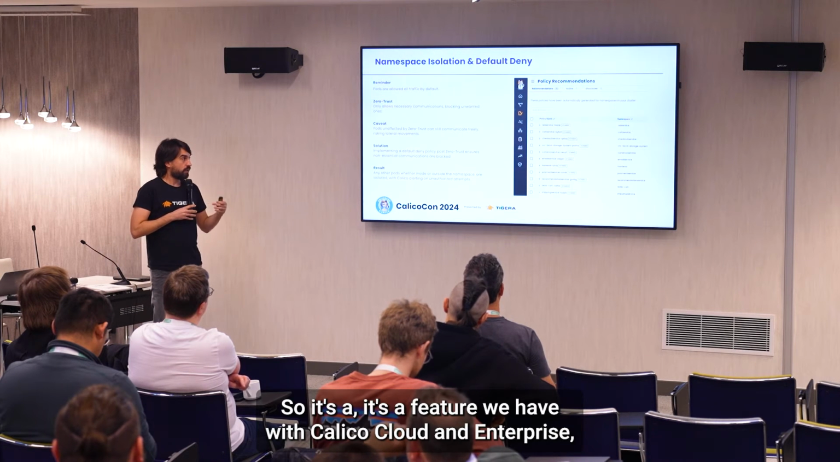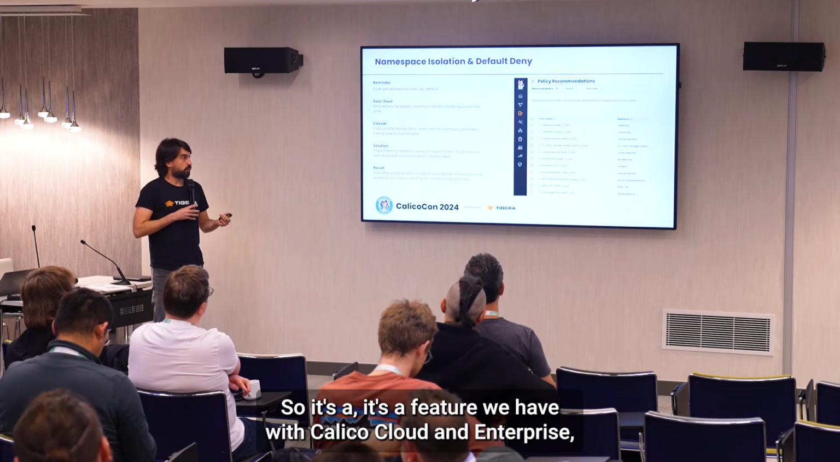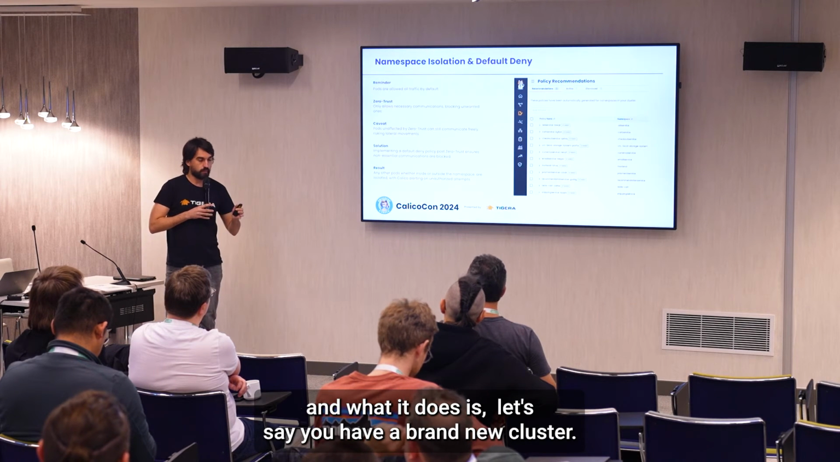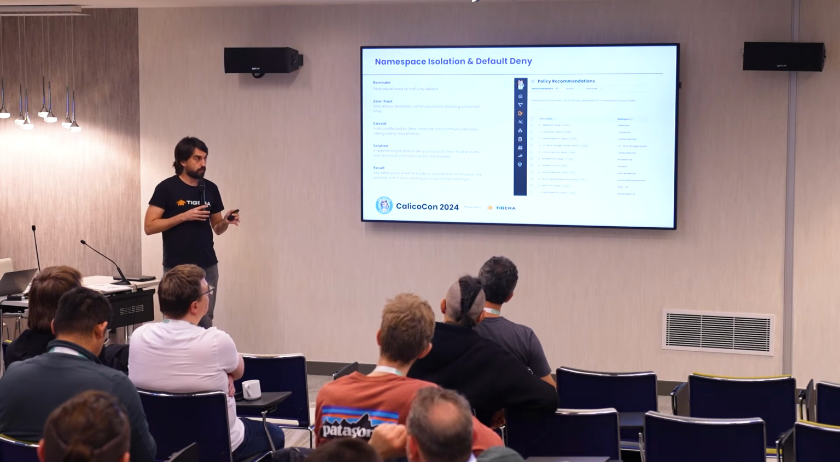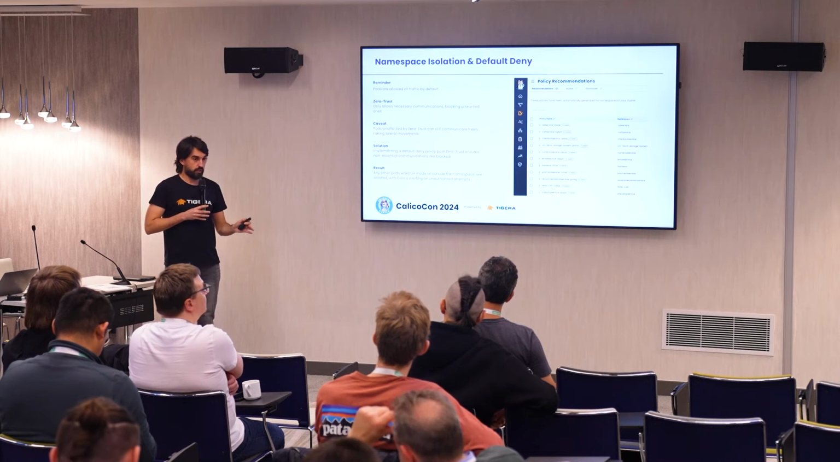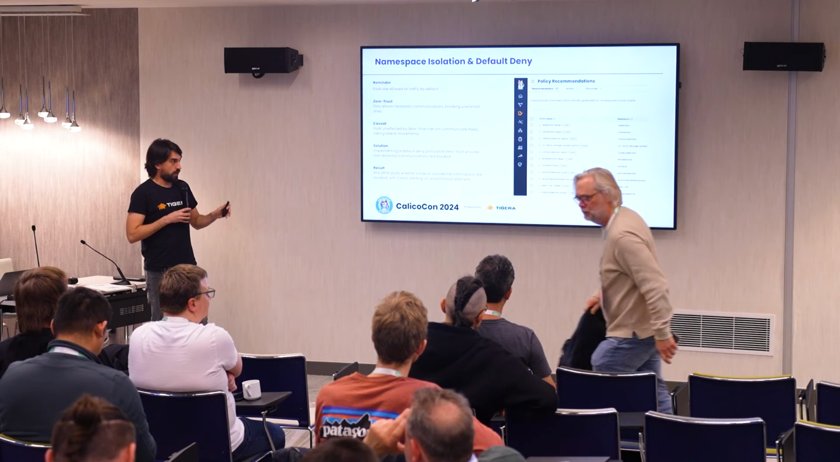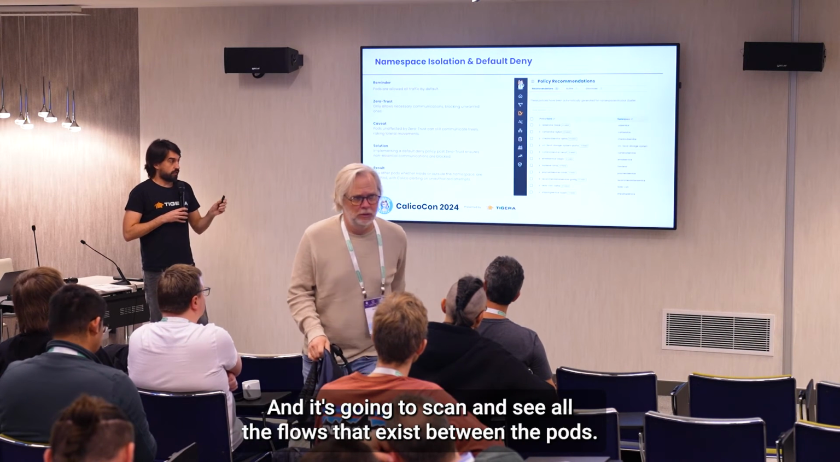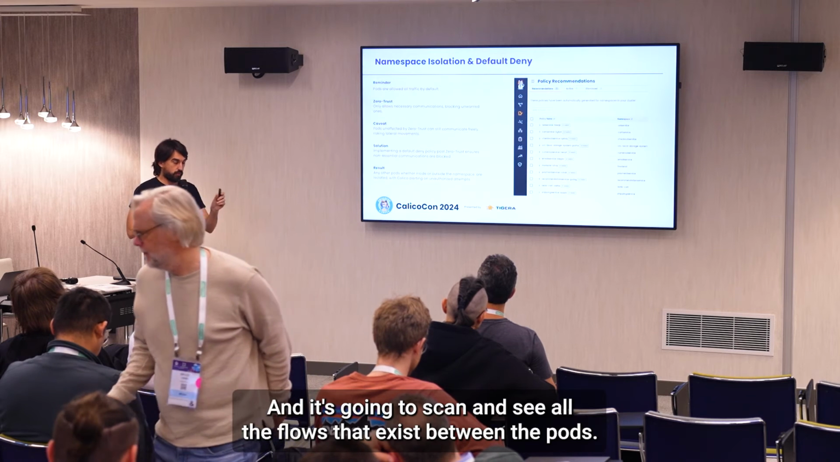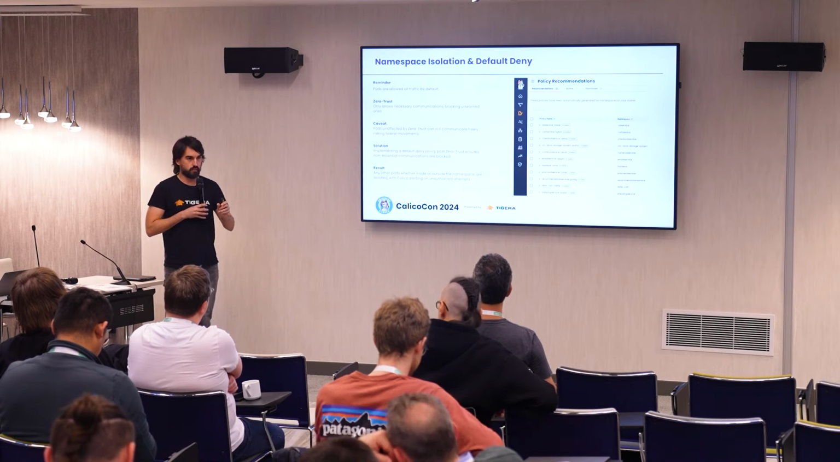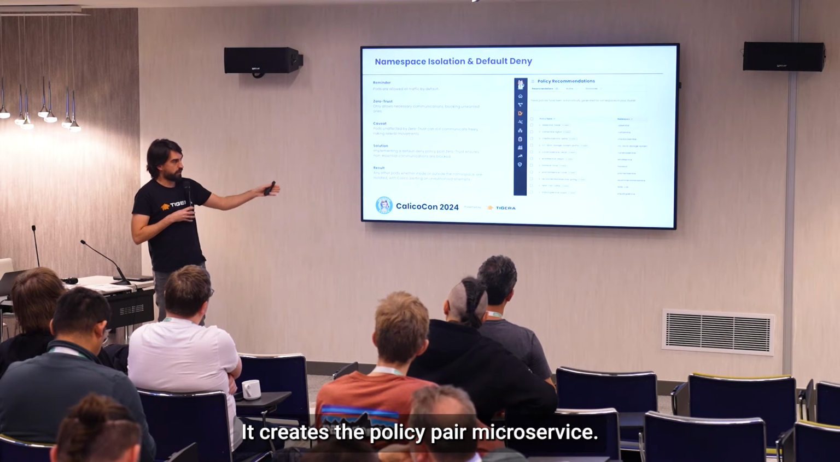It's a feature we have with Calico Cloud and Enterprise, and what it does is, let's say you have a brand new cluster. You deploy your application. You let it run for some minutes, hours, days, whatever. And it's going to scan and see all the flows that exist between the pods. And it's going to tell you, this one is needed, this one is needed. It creates the policy per microservice.